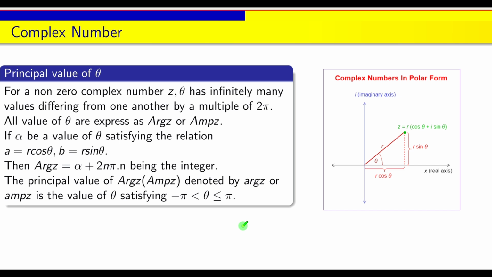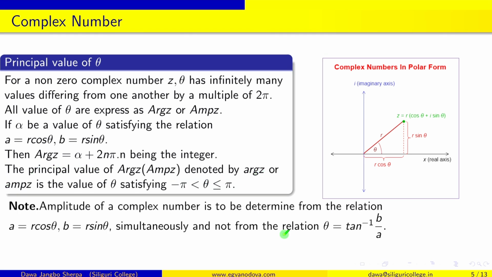If the value of theta lies between minus pi and pi, that is, minus pi less than theta less than or equal to pi, then this value of theta is called the principal value of the argument. We will denote it by small arg z or amp z, argument of z, amplitude of z. The amplitude of a complex number is to be determined from the relations a is equal to r cos theta, b is equal to r sin theta simultaneously, not from the relation theta is equal to tan inverse b by a. So the value of theta must satisfy both relations.